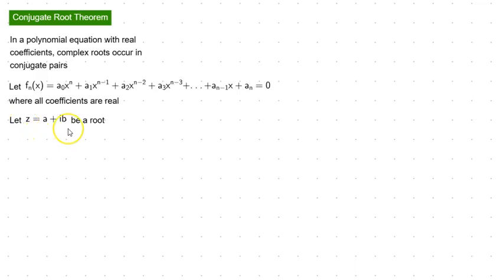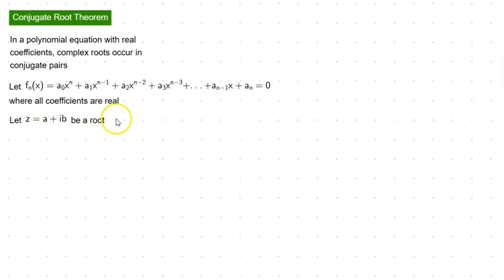Let z equal to a plus ib be a root. Now, how can we just say that there is a root for this polynomial equation? That is because the fundamental theorem of algebra says that an nth degree equation will have n number of roots, real or complex, including multiplicity.